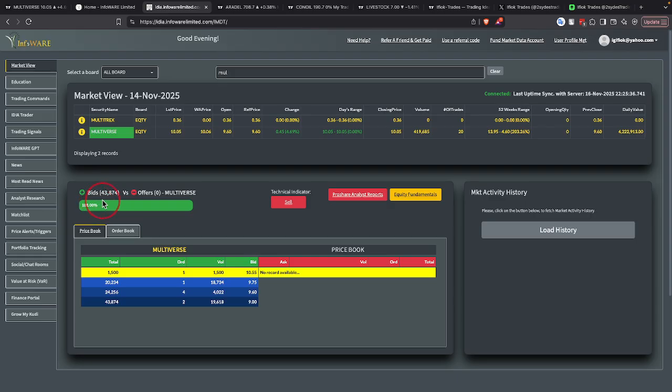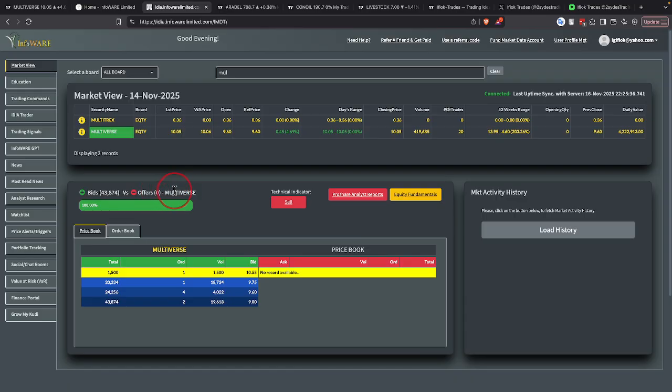Full bid. What does that mean? And 0 offers. So it means that the people that have multiverse are not even willing to sell it, right? And then there are a lot more people willing to buy. So these are the prices people are willing to buy at. 10 naira 55 kobo, 9 naira 75 kobo, 9 naira 60 kobo.